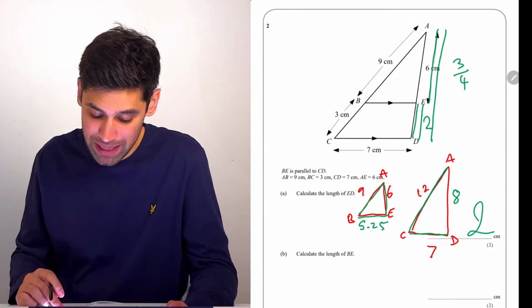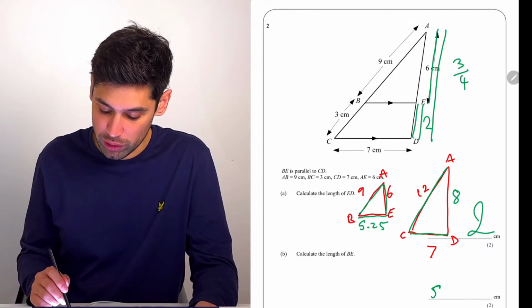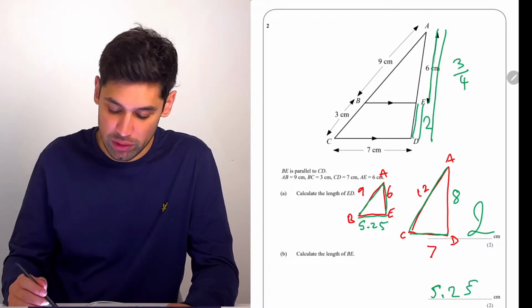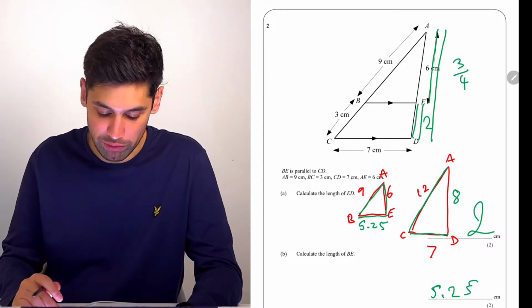And then calculate the length of BE. Well, we've just done that. We've already done that, so that's brilliant. 5.25, just based on the fact that 7 is the equivalent length, times it by 3/4, and you get 5.25.